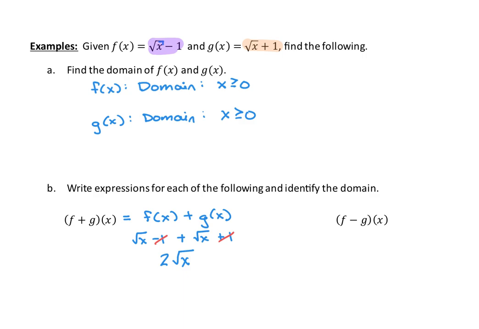Now when we do addition, we just have to keep in mind the domain restrictions for both of these and what's going to satisfy the entire function. Because we have the same domain for both f and g, we don't have any issues here. And so our domain is x is greater than or equal to 0.